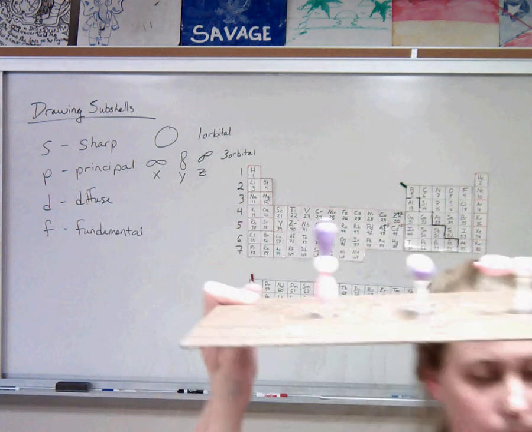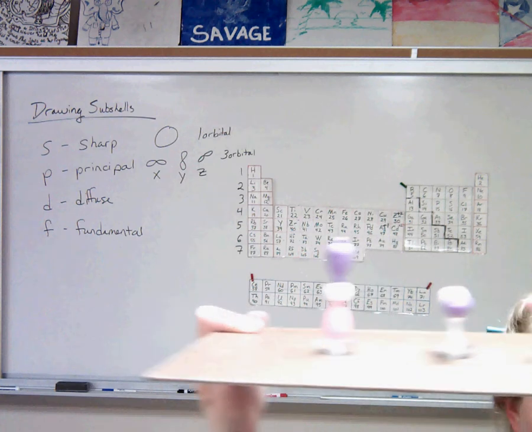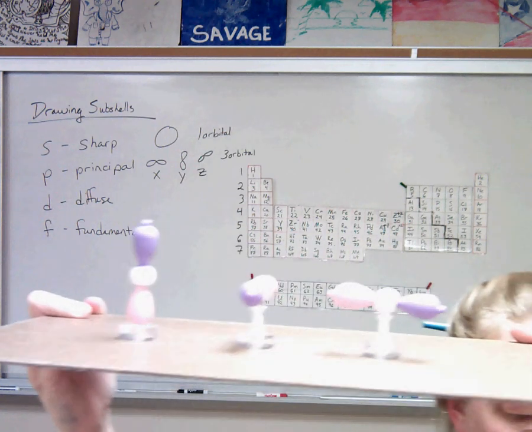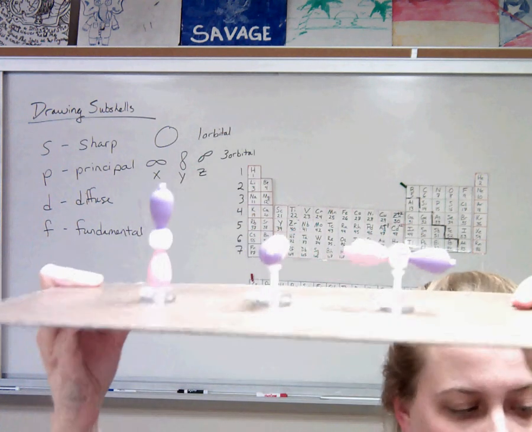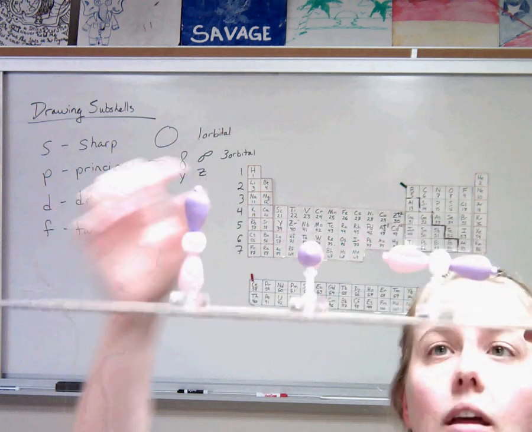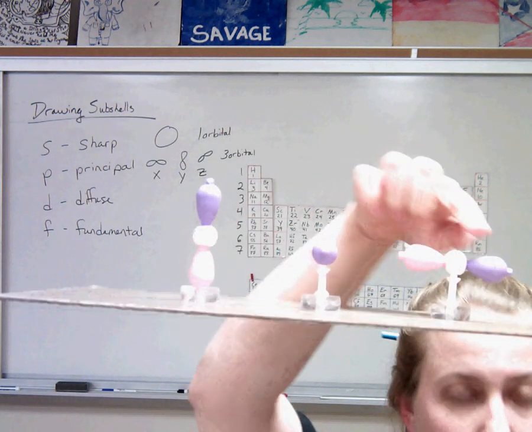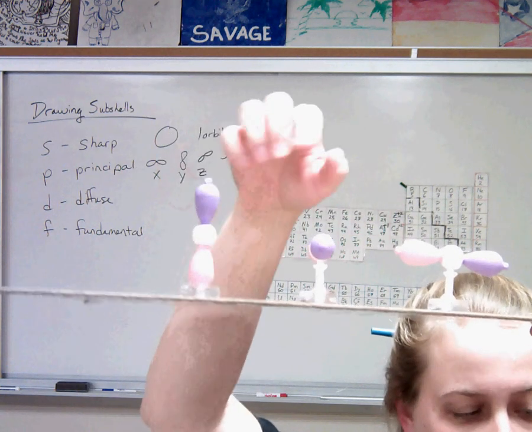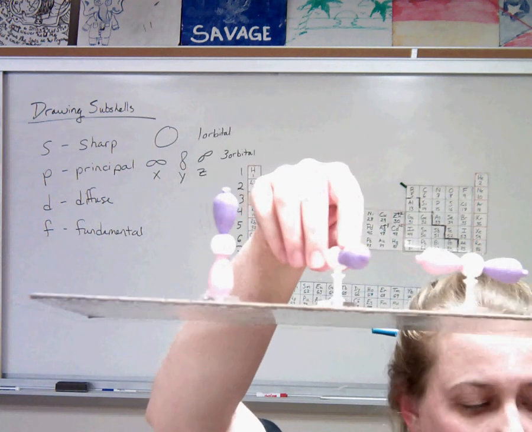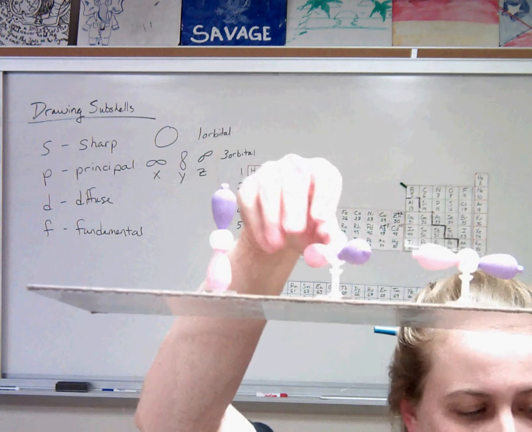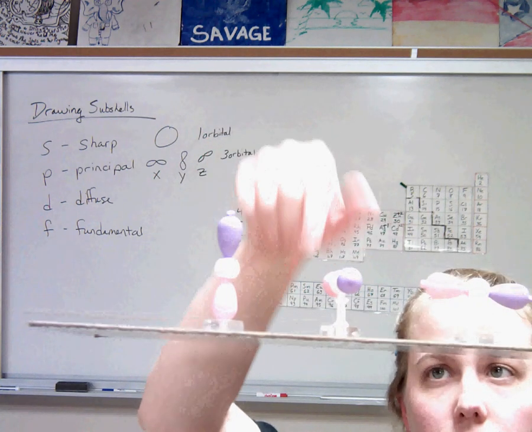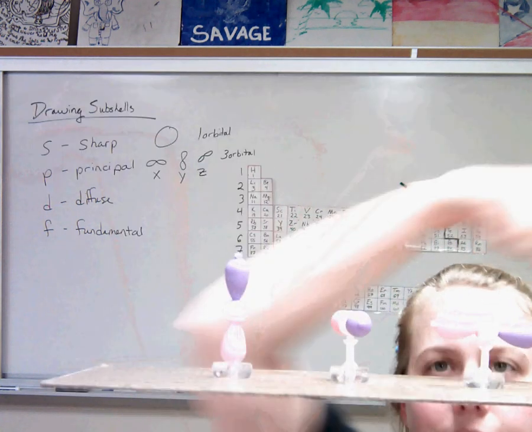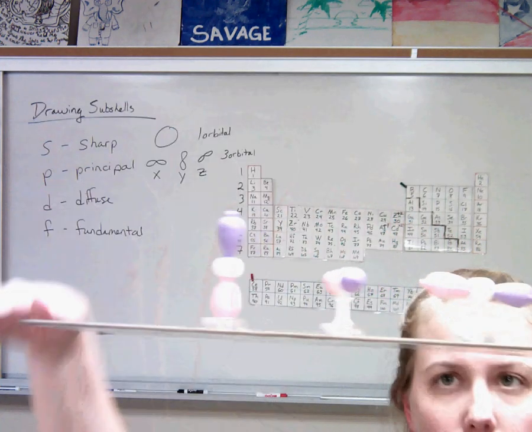So here are your 3p orbitals. We have the one going in the x-axis, the one going in the y-axis, and the one going in the z-axis. And the y one, you can turn it, you can see where it goes forward and backward like that. Okay, so these are the 3 orbitals, and collectively this makes up the p subshell.